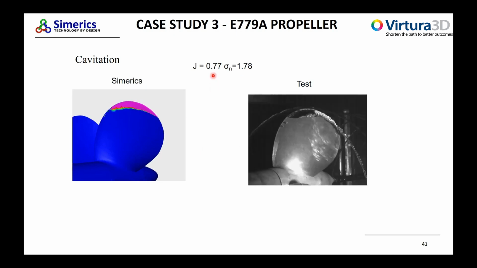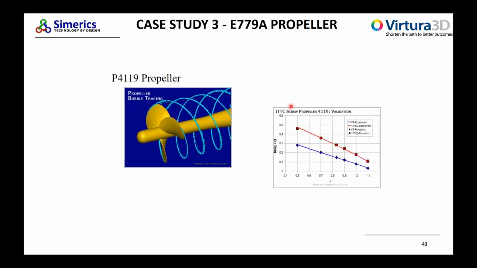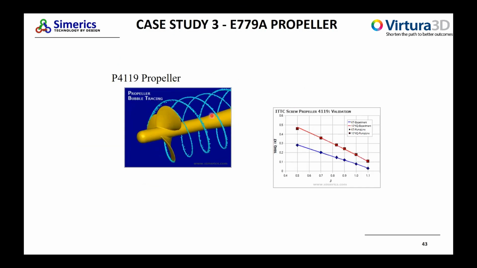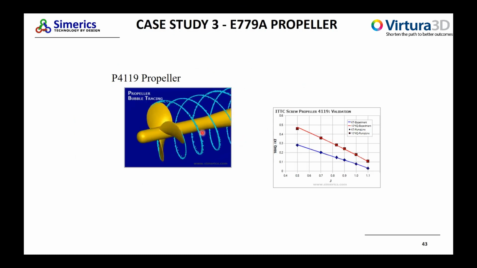As you keep increasing the J number, as well as the sigma, you can see the bubble starts to reduce in size. That's true in the test as well as the simulation, and the size and the nature of it look quite identical. Finally, at the highest J and sigma, we capture the smallest bubble, and the test shows something similar as well. I also put in a nice bubble tracing animation of how this flow happens.